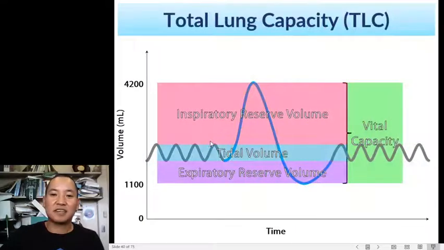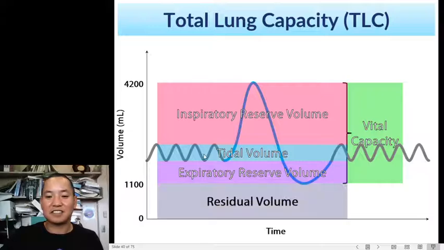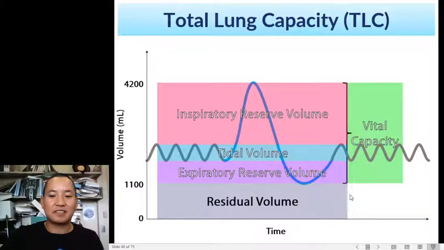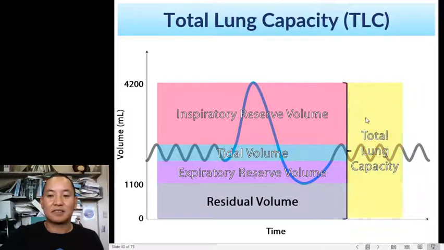Now total lung capacity, so this is the total volume inside your alveoli and lungs. So this is your residual volume. So total lung capacity compared to vital capacity, you just add residual volume to your vital capacity. So total lung capacity, what do you notice? Well, it's also equal to the maximum volume you had during forced inhalation. So total lung capacity, you can just look at this extreme maximum and you have it.